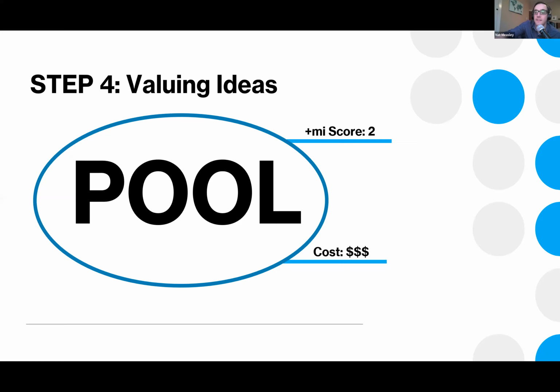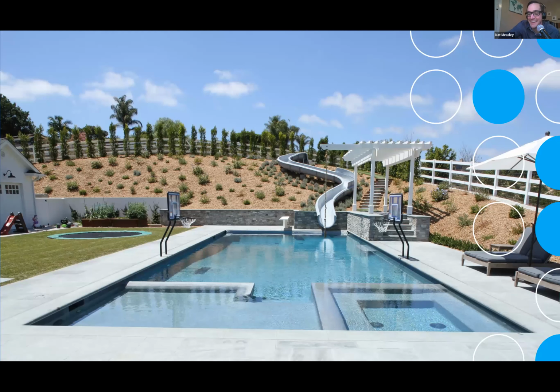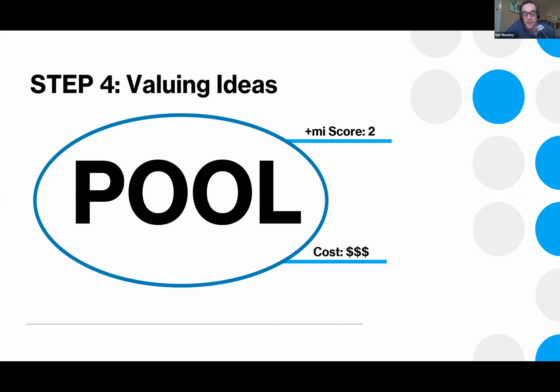Pools aren't cheap. I mean, look at this thing. There's so much going on here. It's going to be expensive. Not to mention, there should probably be some extra layered liability insurance for when whoever it may be, you probably know who it is in your organization, is sliding down the slide while on a conference call and eating a ham sandwich on their lunch break. So the pool would, for example, here have a measured impact score of a 2 on that top line and a cost score of three dollar signs. It's very expensive. That's step 4, taking these creative wild ideas and quantifying and qualifying them.